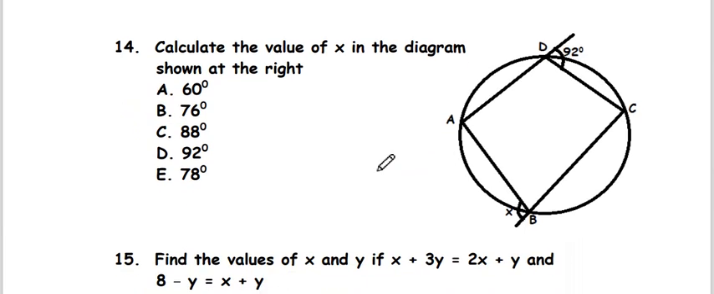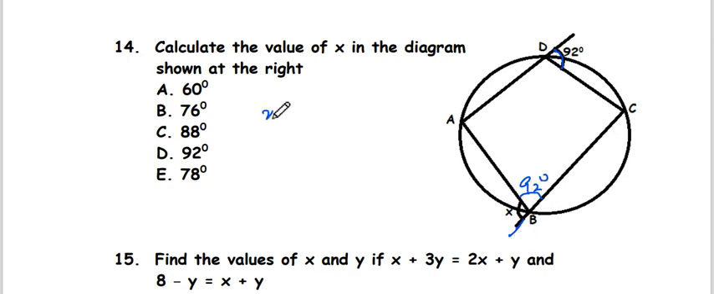Number 14, calculate the value of x in the diagram shown at the right. This is a cyclic quadrilateral. A quadrilateral whose vertices touch the circumference of a circle is a cyclic quadrilateral. So if this is 92, this will also be 92. There's a theorem that says that the exterior angle of a cyclic quadrilateral is equal to the interior opposite angle.